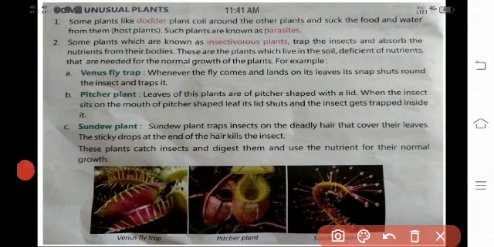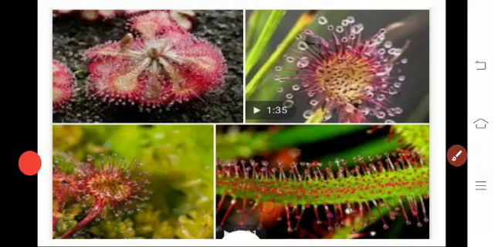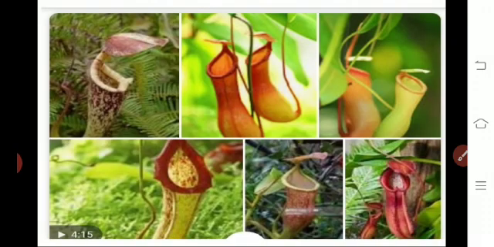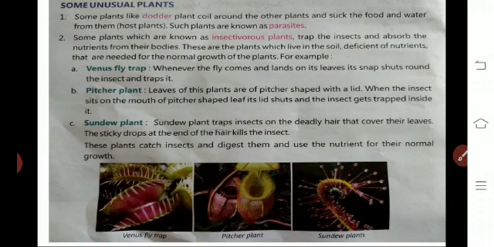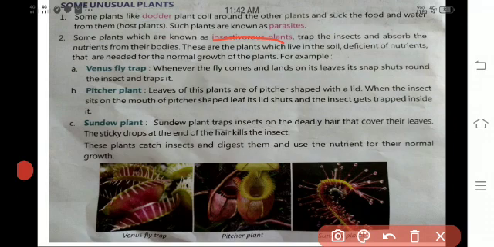Okay. Next, the second point: you see some plants which are known as insectivorous plants. What is meant by insectivorous plants? These are all insectivorous plants. Insectivorous plants trap insects and absorb nutrients from their bodies. These are plants which live in soil deficient of nutrients that are needed for the normal growth of plants. For example, the first one, Venus flytrap.